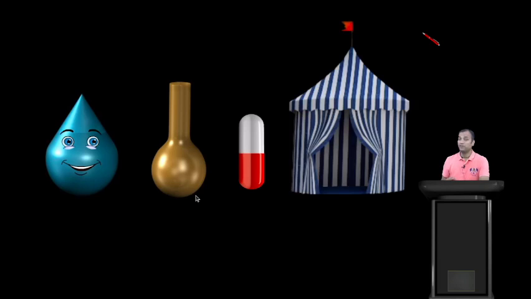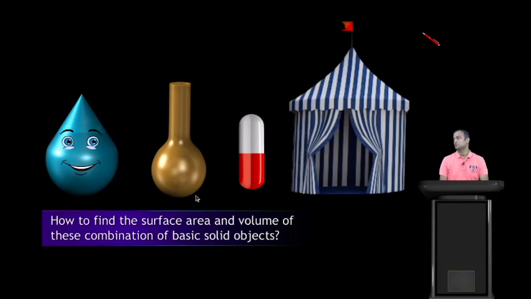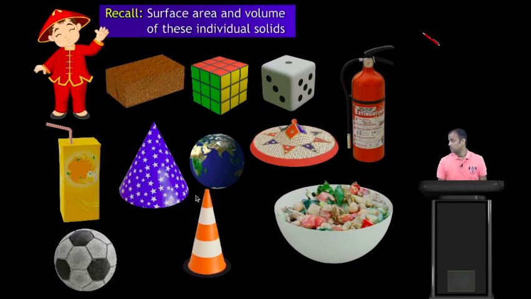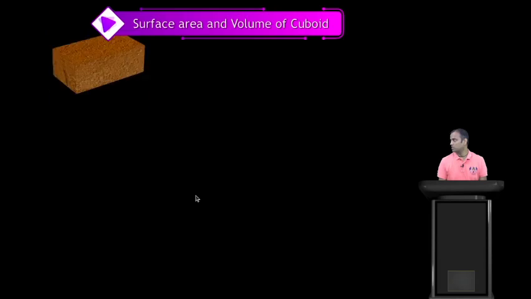Now we will figure out the surface area and volume of these figures, and these are called combination of solids. So first, one question: how to find the surface area and volume of these combinations of basic solid objects? Let's first recall the surface area and volume of these individual solids. I think you already learned and remember the formulas. Let's recall all these formulas.